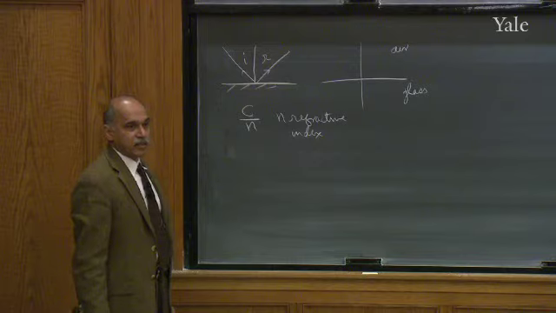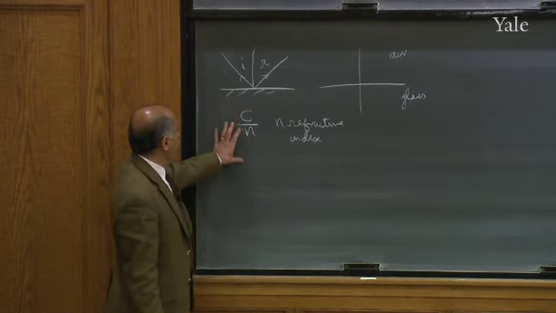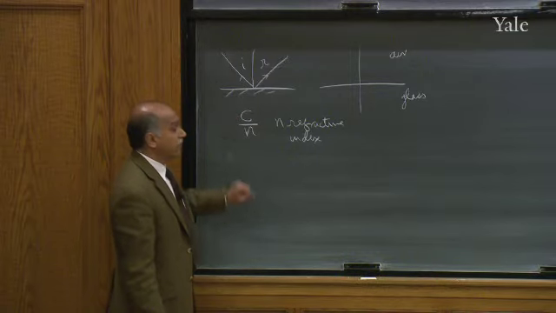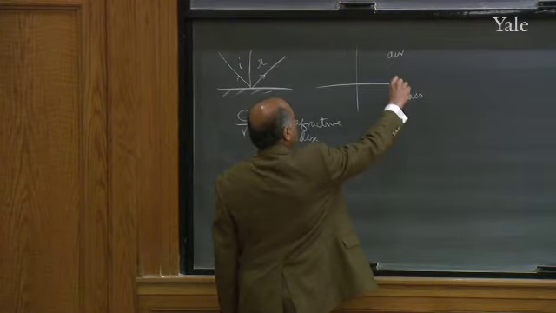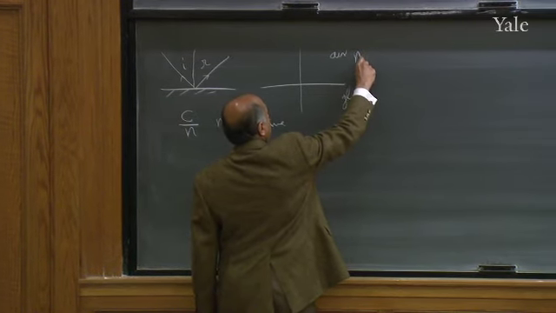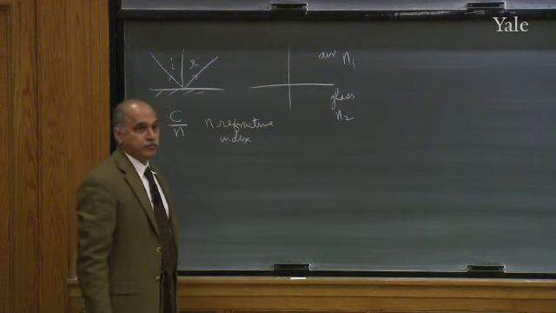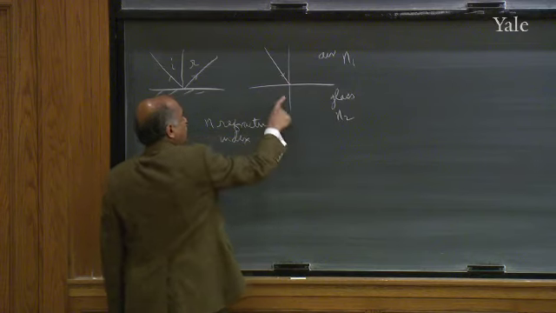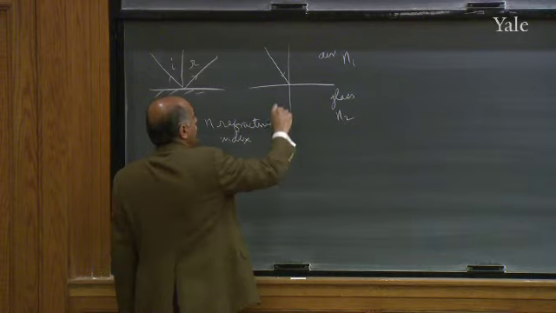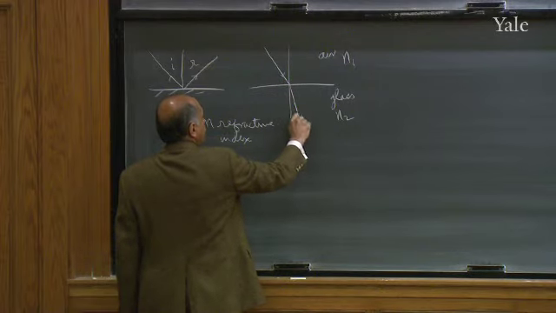I think glass is like 1.33. Every medium has a refractive index, and the effective velocity of light is slowed by this factor n. So let us say this medium has refractive index n1, and this one has refractive index n2. If a beam of light comes like this and hits this interface, it won't go straight. It will generally deviate from its original direction.